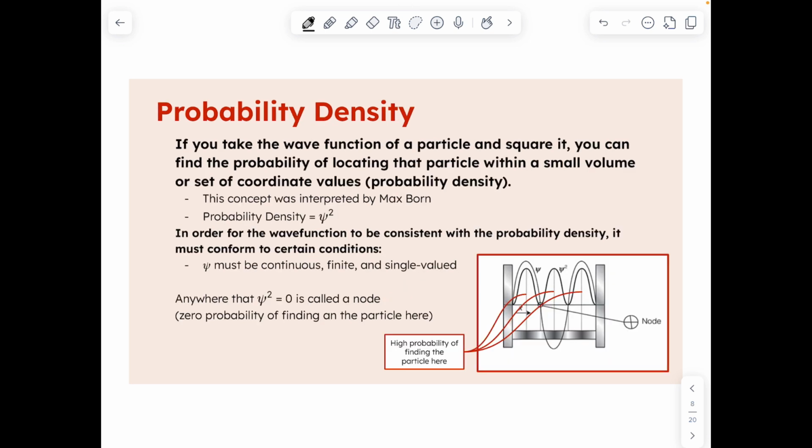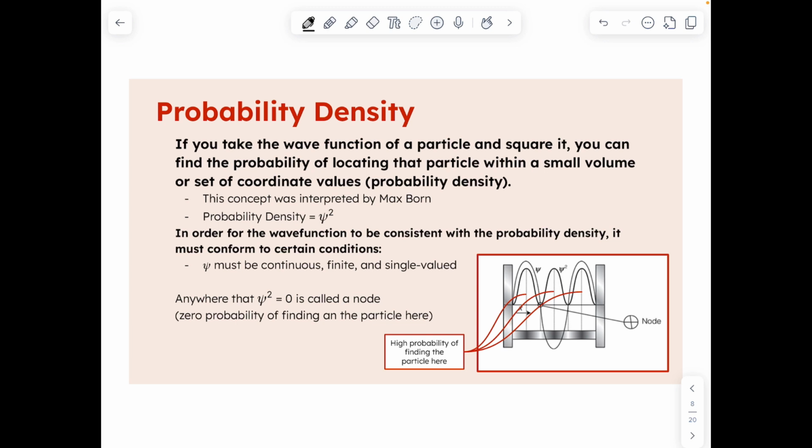If you take the wave function of a particle and square that equation, you can find the probability of locating that particle within a really small volume or a small set of coordinate values. That's called your probability density. For our example today, that small volume is related to the confines of our imaginary box that the particle resides in. So the probability density is equal to the wave function squared.